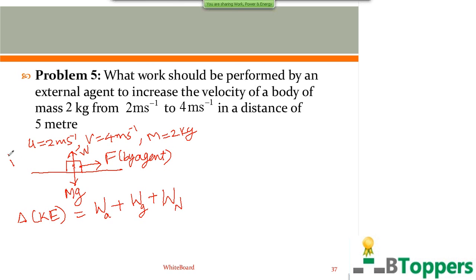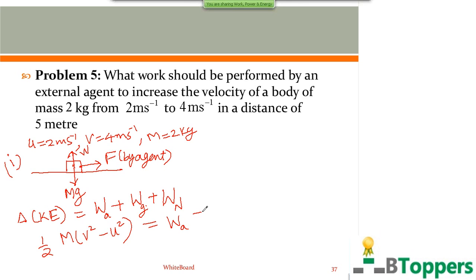Here W subscript N represents the work done by the normal reaction force on the body. W subscript g represents the work done by the gravitational force on the body. W subscript a represents the work done by the external agent on the body. So the change in the kinetic energy of the body is equal to the final kinetic energy minus the initial kinetic energy of the body. You can write it as half m into v square minus u square.